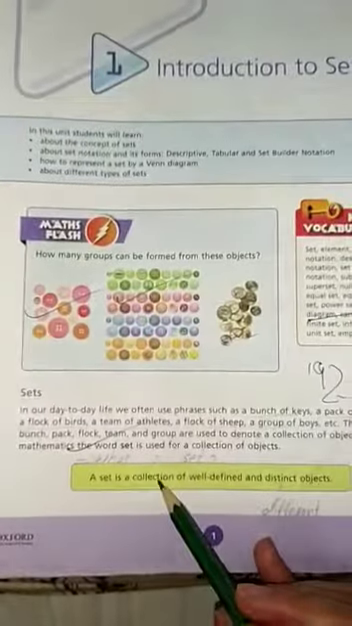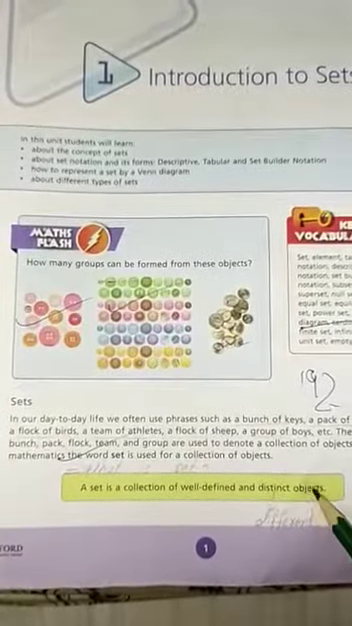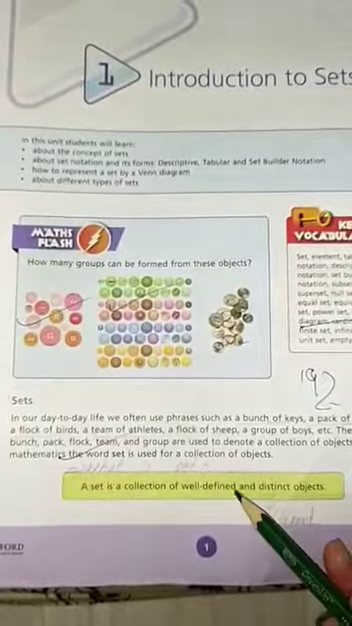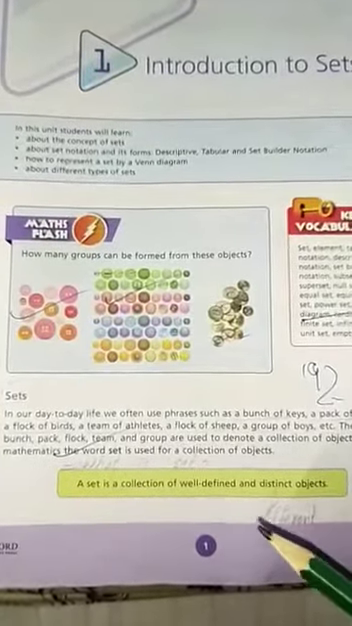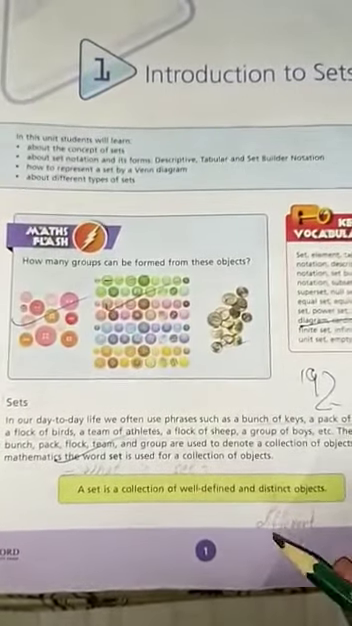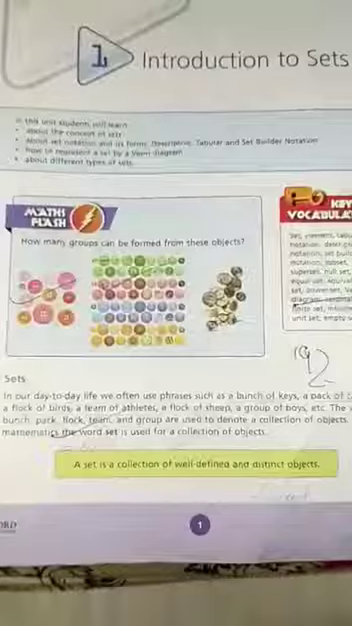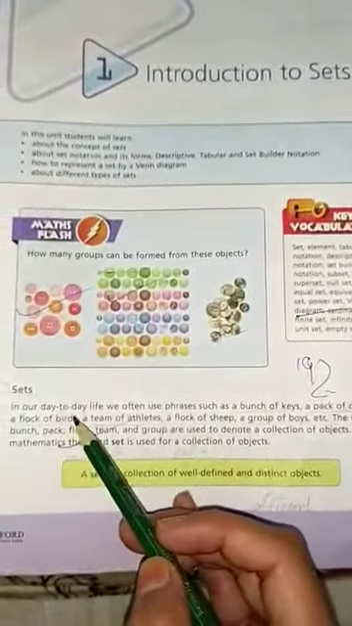A set is a collection of well-defined and distinct objects. Set is basically a collection of objects. Well-defined means every object in a set has a specific property by which we easily identify it. And distinct means every object in a set is different from another object in the set. For example, a bunch of keys, a pack of cards, a flock of birds, etc.